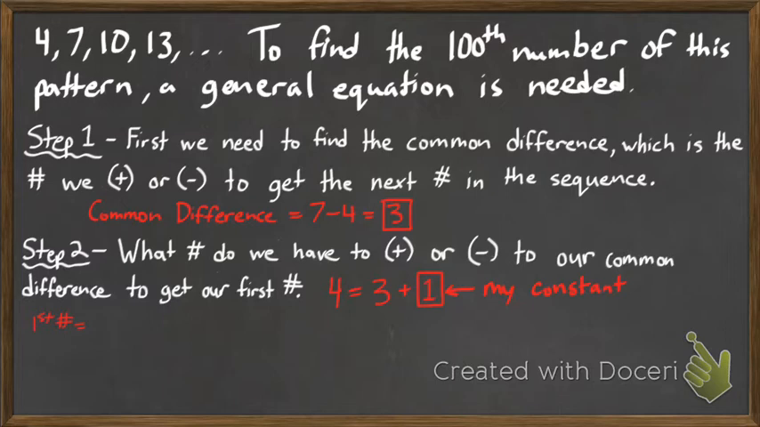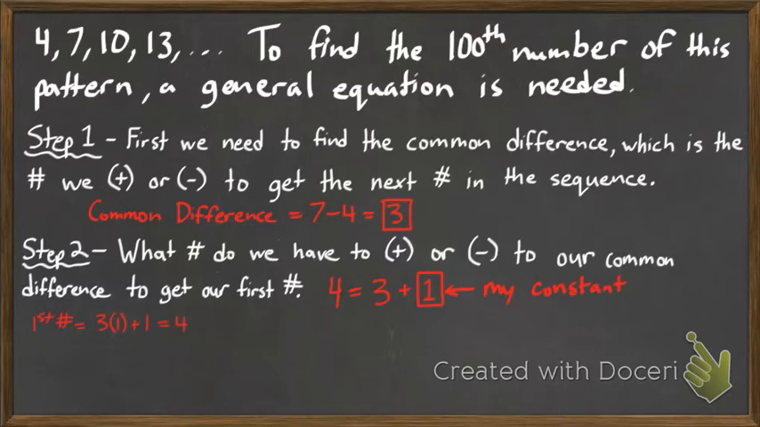Alright, so let's look at our first number. To get our first number, what you do is you take your common difference, times it by 1, since we're dealing with the first number in our pattern. We add our constant, and if we did everything right, this should give us an answer of 4. So 3 times 1 is 3, plus 1 gives us 4, so that is correct.